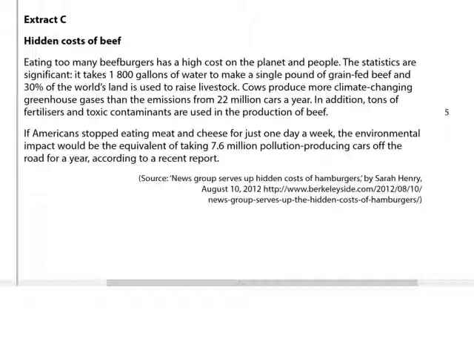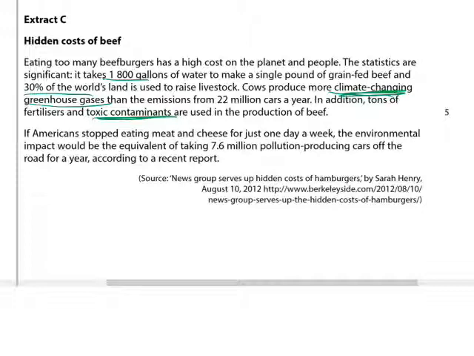1,800 gallons of water to make a single grain-fed beef. 30% of the world's land is used to raise livestock. Cows produce more climate-changing greenhouse gases, a negative externality, than the emissions from 22 million cars. In addition, tons of fertilizers and toxic contaminants are used in beef production, so we've got environmental damage.